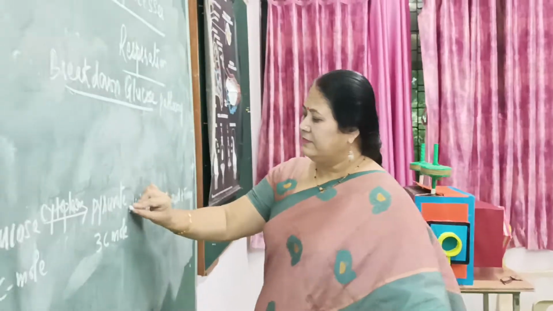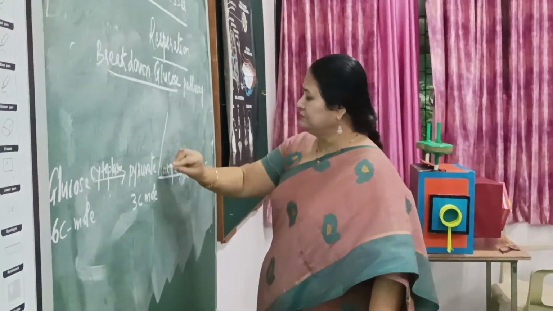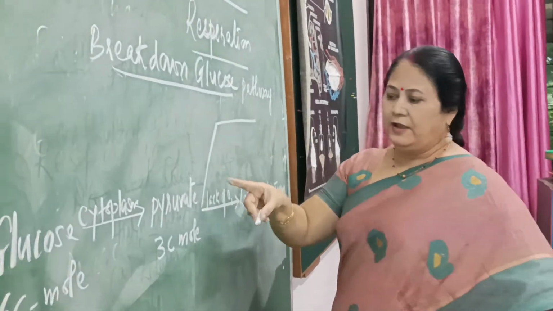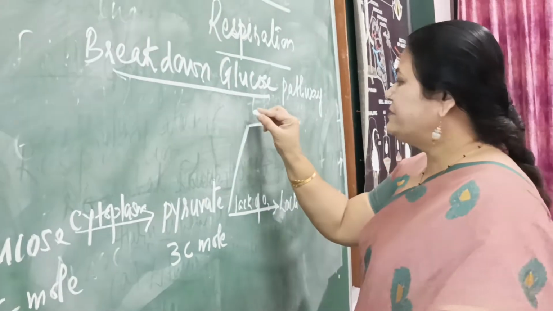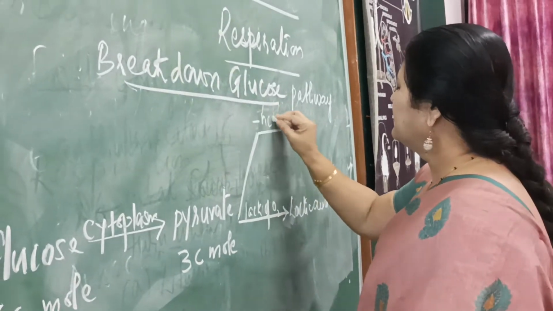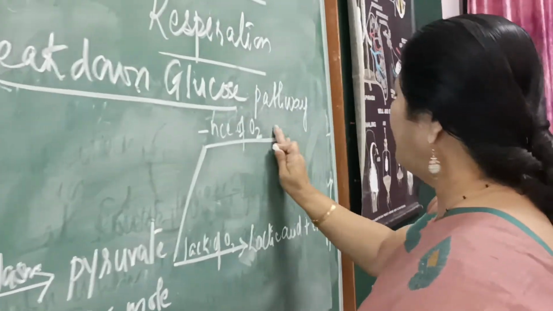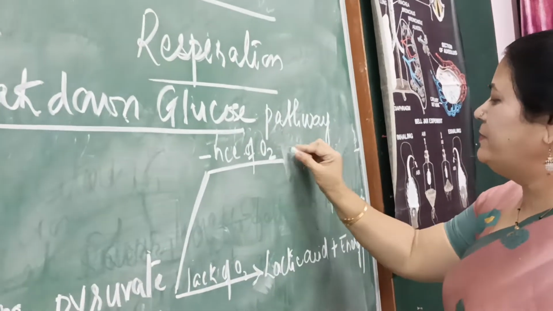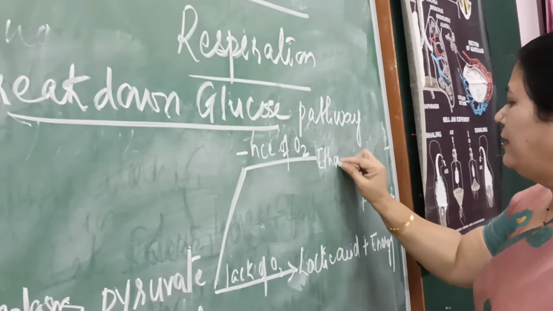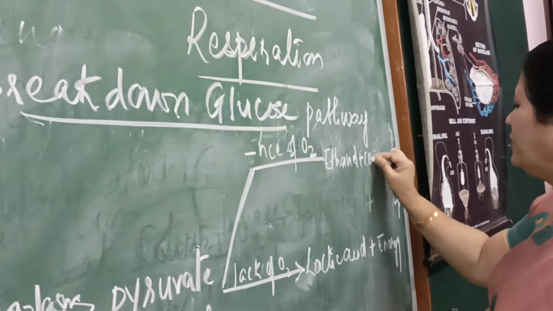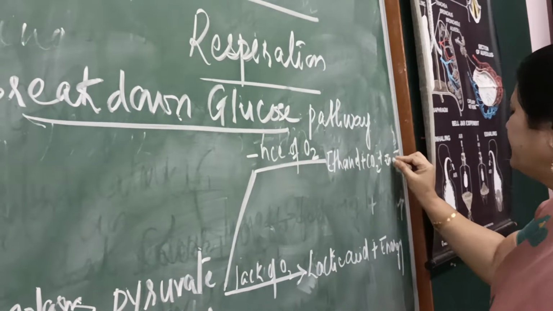Okay, then if there is absence of oxygen, what all products will be formed? Ethanol plus carbon dioxide plus energy.